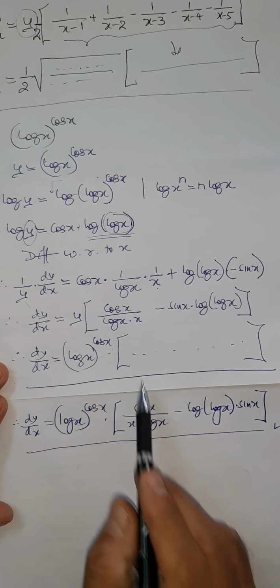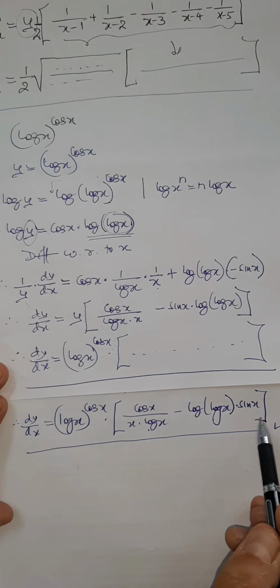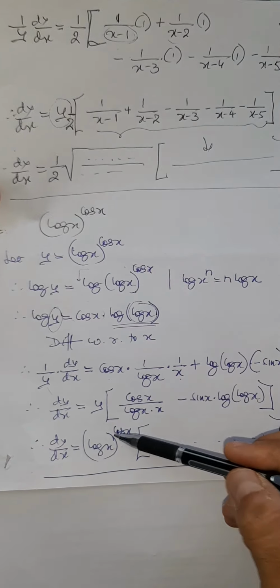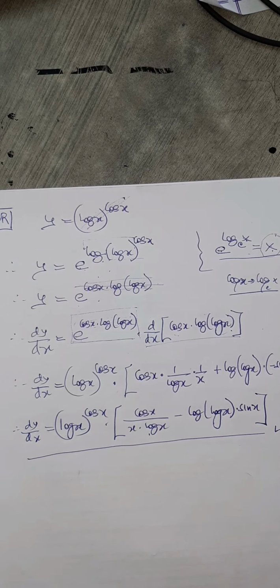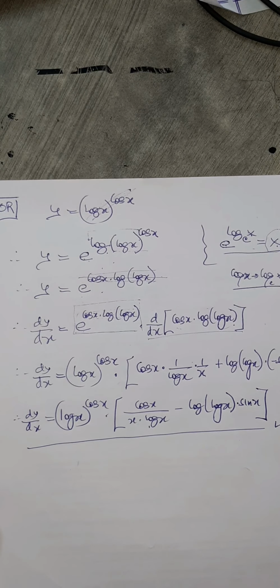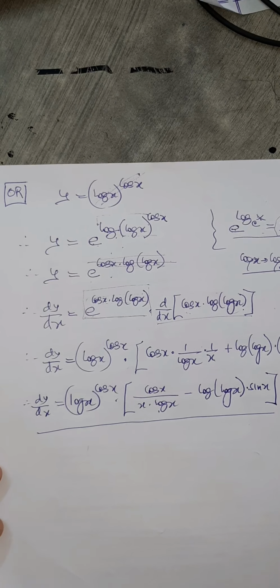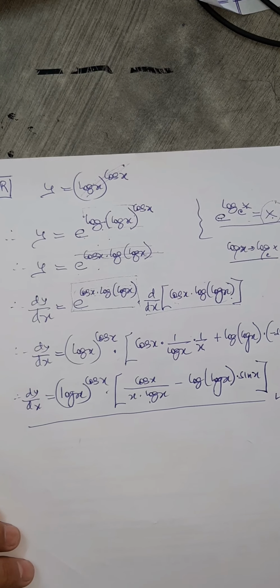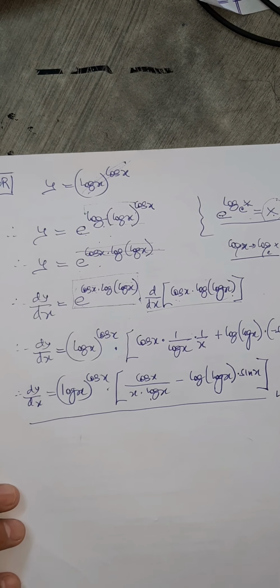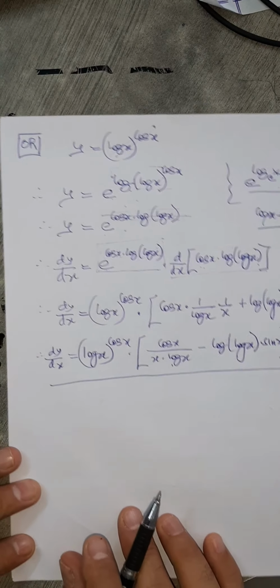Log of this, cos of this one, here minus sine of this, right? So whether you do it this way or this way, both are absolutely fine. The choice is yours, whichever way you like. Remember, the important thing is you must have the variable raised to variable form. If you are not having the variable raised to variable form, you can do it without log. Okay, let's go to the next question.